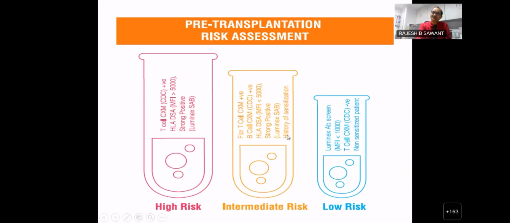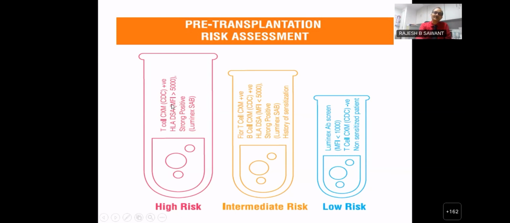And the patient definitely will have a history of some sensitization in the form of transfusions, past pregnancies or abortions, or even a second transplant, maybe a previous transplant was done. So if you have such a result, then this patient will be categorized as intermediate risk.